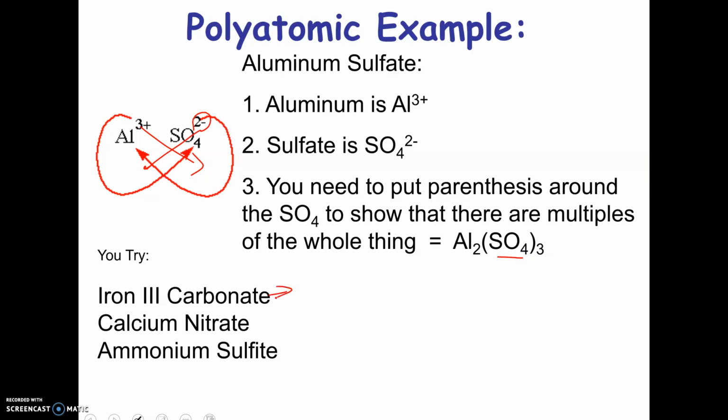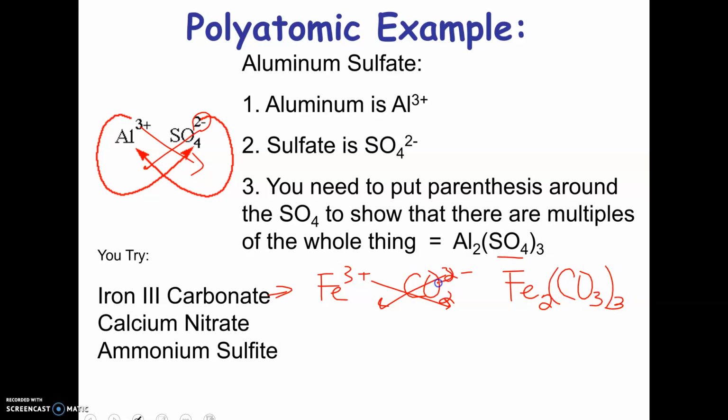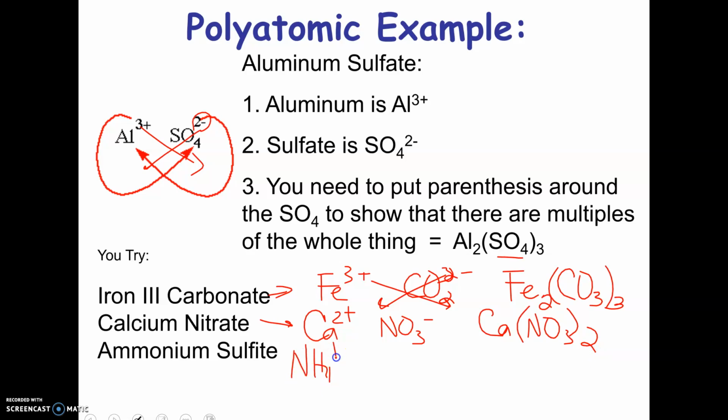All right, here's these. Iron 3 carbonate. So iron, carbonate. Crisscross the charges. We're going to get iron here, and then carbonate, we need our parentheses, and it's going to be that. Calcium nitrate. Calcium, nitrate is a -1. Crisscross, Ca(NO3)2. Ammonium sulfate. Ammonium is a polyatomic. Sulfate is SO4 2 negative, you're going to get (NH4)2SO4.